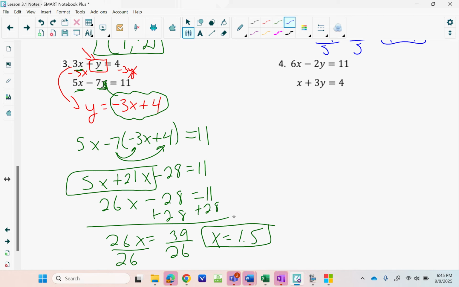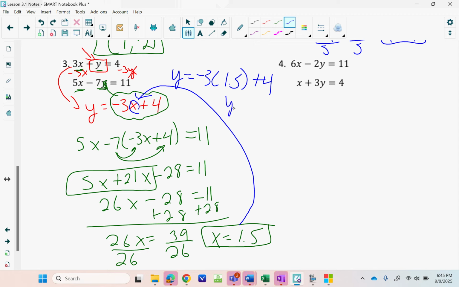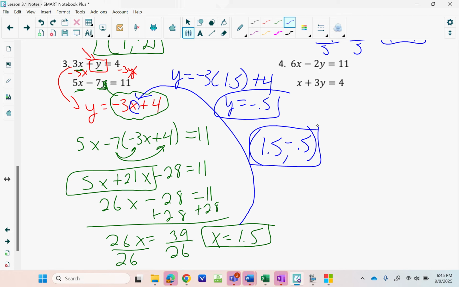So I'm going to come up here, and I will plug in 1.5 in for x here. So let's see, y is equal to negative 3 times 1.5 plus 4. I'm going to type it in my calculator, and I get negative 0.5. If you want to do this as a decimal or as a fraction, either way is fine. So this is going to be (1.5, negative 0.5) for my coordinate point.